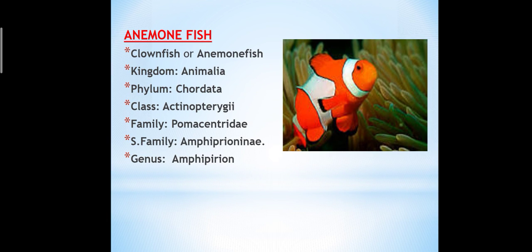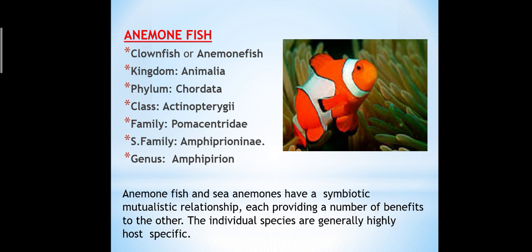Next is anemone fish. It is also named clownfish. Class Actinopterygii, family Pomacentridae, subfamily Amphiprioninae, and genus Amphiprion. Anemone fish and sea anemone have a symbiotic mutualistic relationship, each providing a number of benefits to the other. The individual species are generally highly host specific.